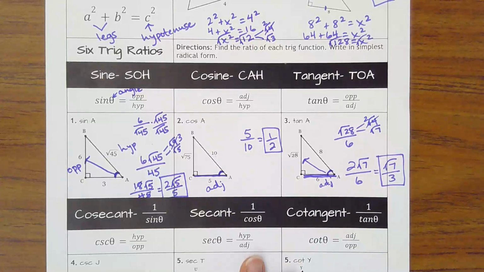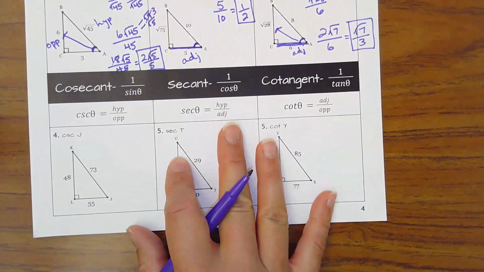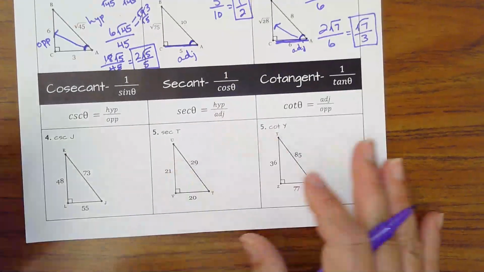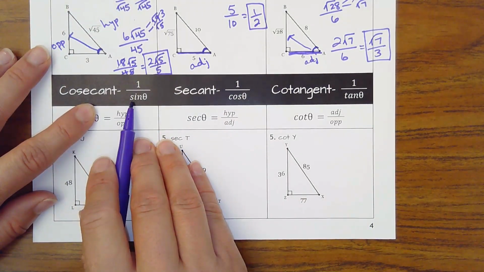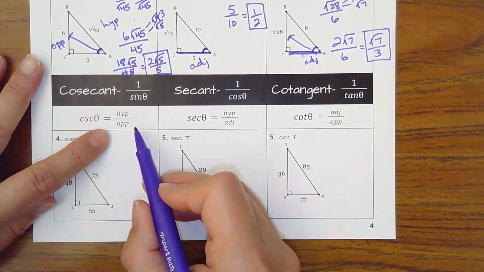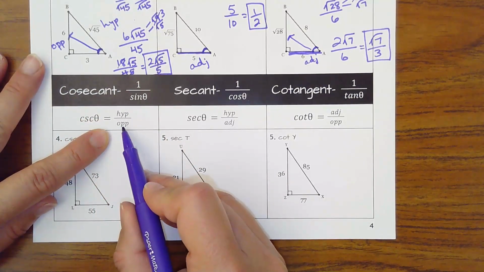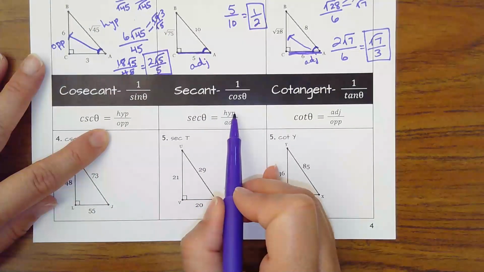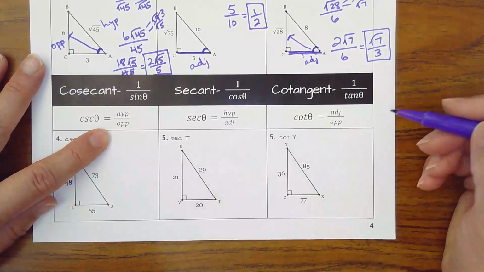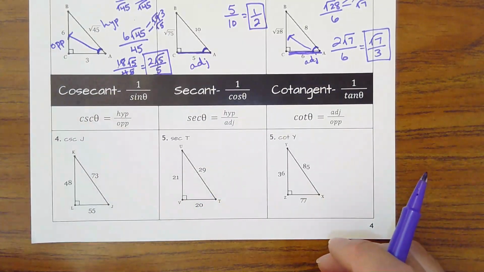Then we get to the reciprocal trig functions, which are cosecant, secant, cotangent. Cosecant is just 1 over sine. So what that means is it's a reciprocal of sine. So it's hypotenuse over opposite. Secant goes with cosine. So it's hypotenuse over adjacent. And then cotangent obviously goes with tangent.